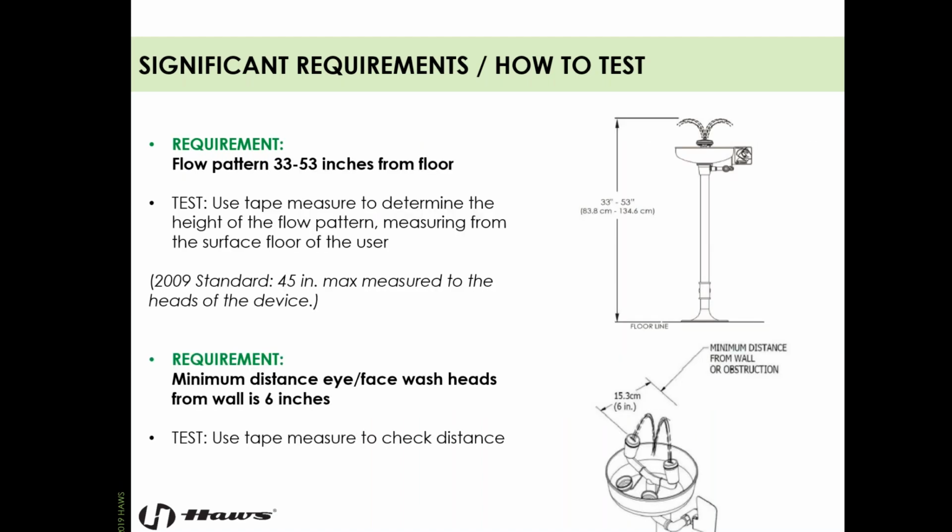Now the flow pattern has a separate measurement that we need to focus on too. And one of the ways that we make sure that it's not too low and it is not too high for somebody to use. Again, this 33 to 53 inches from the floor measurement that I'm about to cover is based on average human size, anthropometrics, right? And so use a tape measure, measure from the floor up to the very top of the flow pattern coming out of the head, okay?